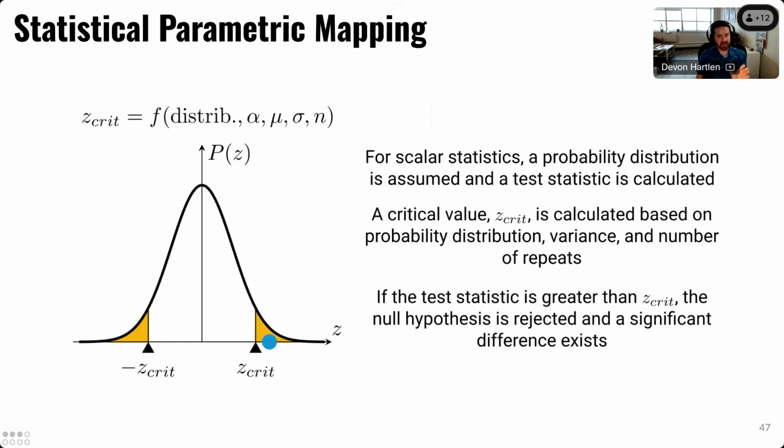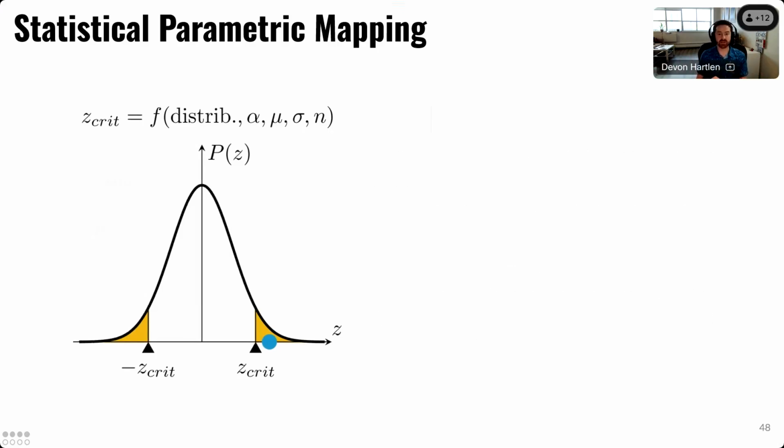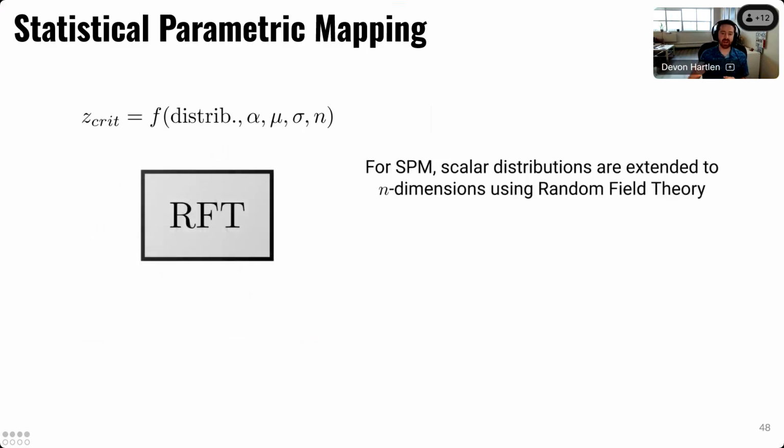Now, this is with scalar statistics. With SPM, it's actually the same, but instead of having these scalar probability distributions, we replace them with n-dimensional extensions with random field theory. Now, it's not a black box as shown on the screen, but it is incredibly hard to visualize n-dimensional random fields in a 2D medium such as this.